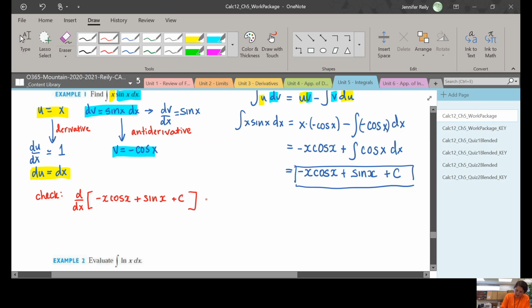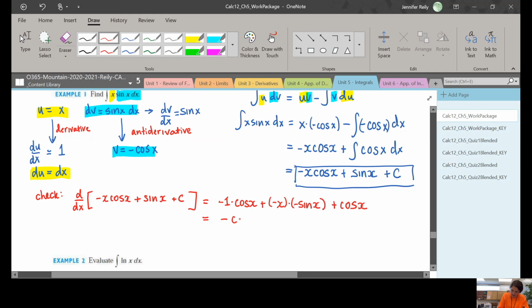Okay, the first part here requires product rule. So I'll have negative 1 times cos x plus negative x, pen is acting up, there we go, negative x times negative sine x. And the derivative of sine x is cos x. And the derivative of c is 0.